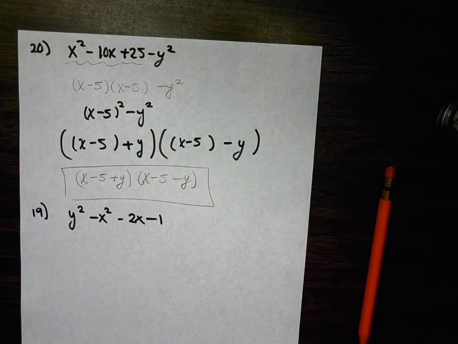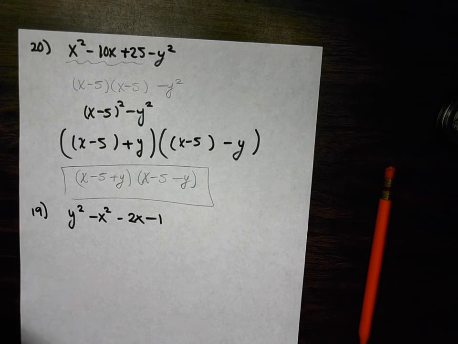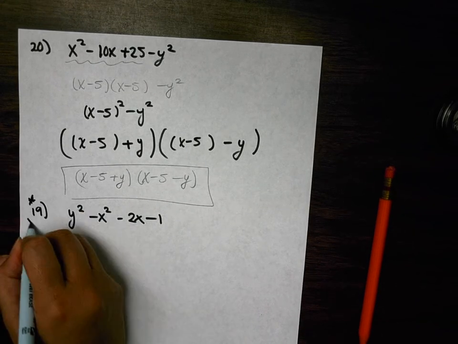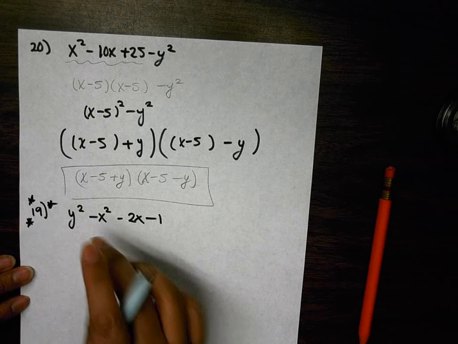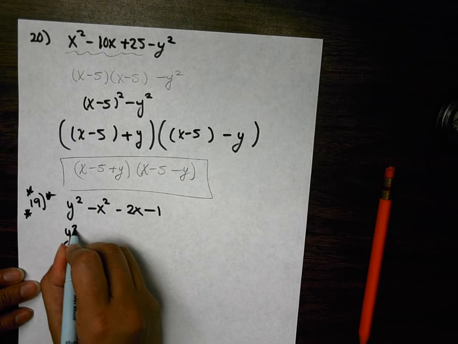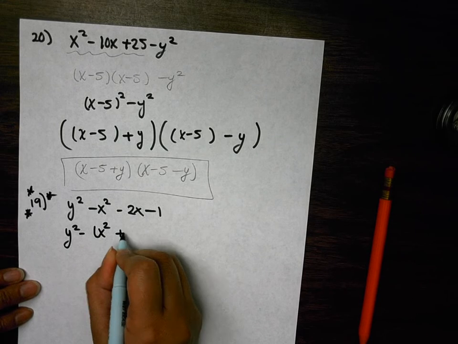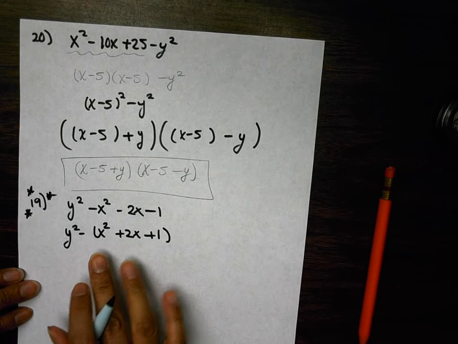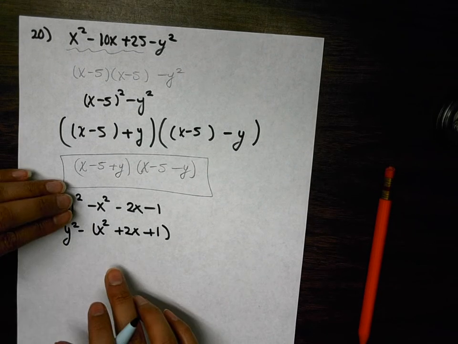Yes. 1 times 1 is 1. It adds up to 2. Now, the reason I wanted to do this one second is because this one has an extra step. Does anybody know what I have to do before I double bubble this? Good job, guys. Pull out a negative. X squared plus 2x plus 1.